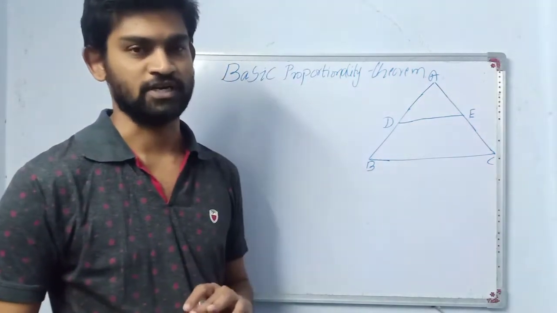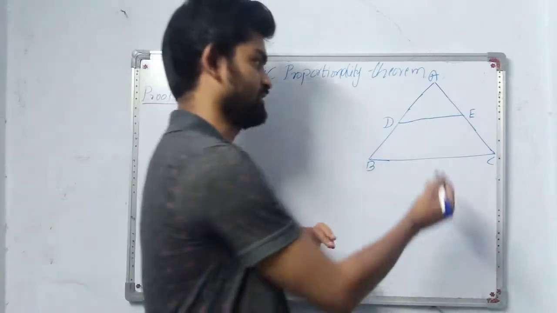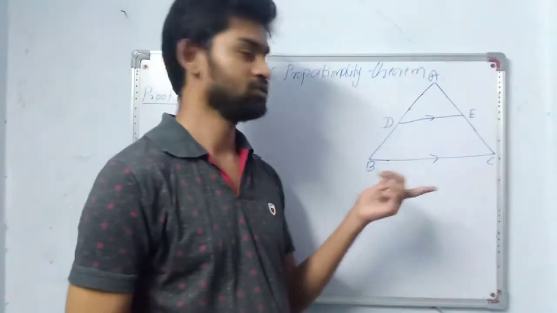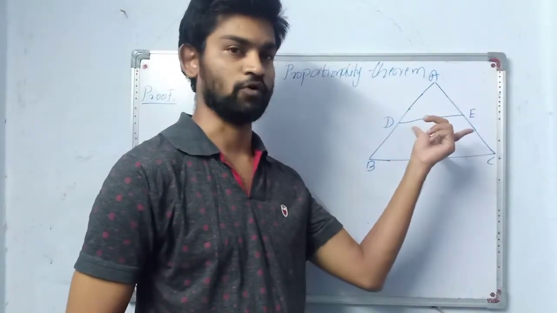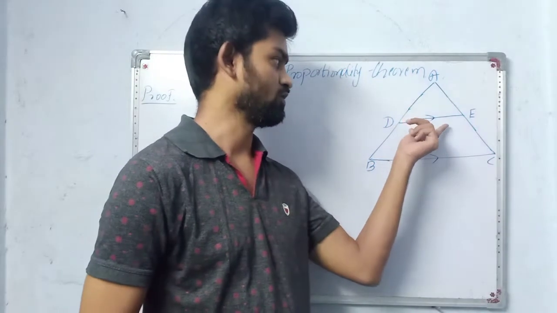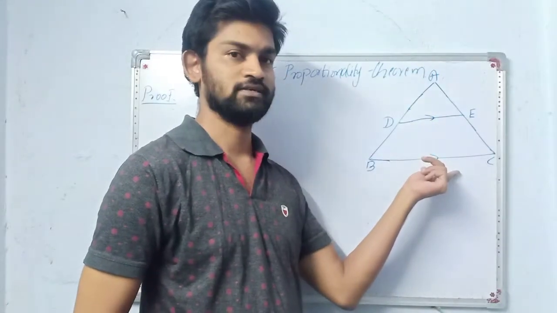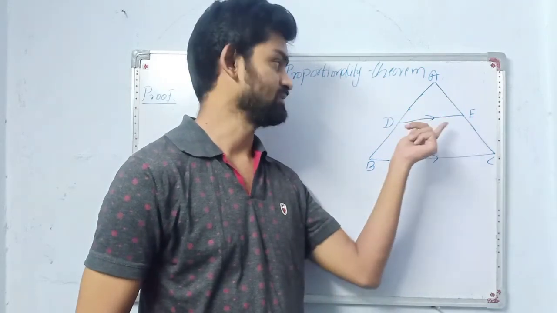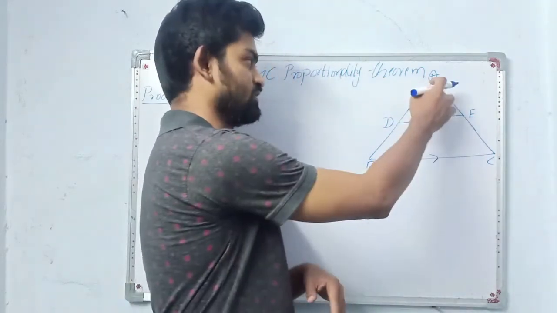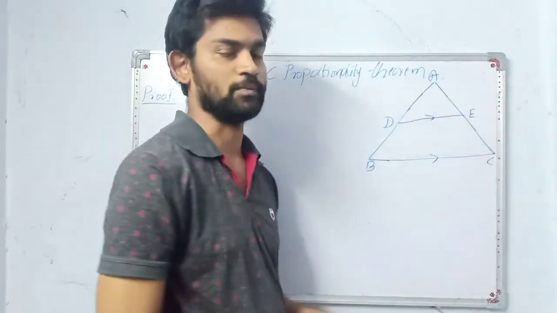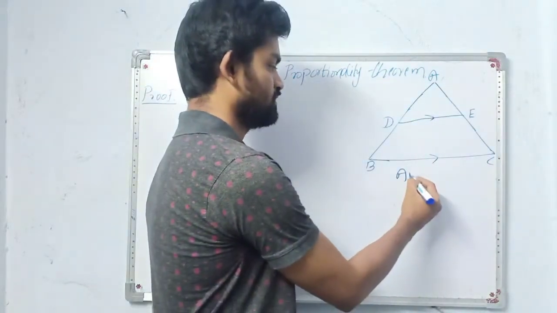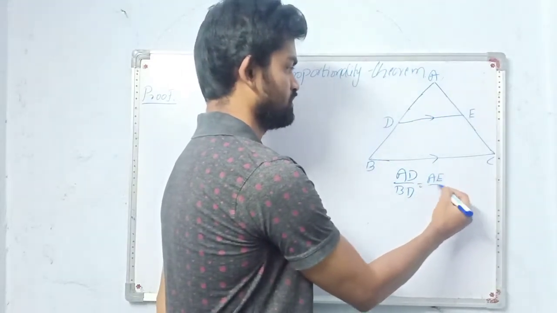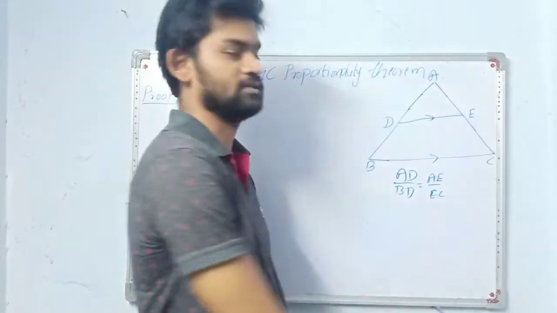What the basic proportionality theorem says is: in a triangle, if a line is drawn parallel to one side, meeting the other two sides at distinct points, then this parallel line will divide the other two sides AB and AC proportionally, that is, AD by BD is equal to AE by EC.